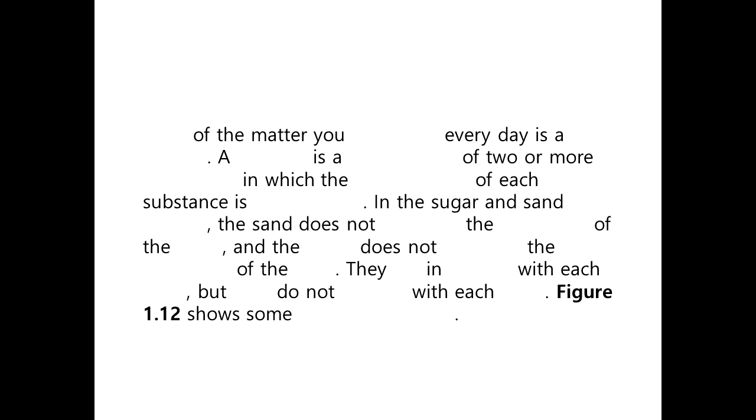Most of the matter you encounter every day is a mixture. A mixture is a combination of two or more substances in which the basic identity of each substance is not changed. In the sugar and sand mixture, the sand does not influence the properties of the sugar, and the sugar does not influence the properties of the sand. They are in contact with each other, but they do not interact with each other. Figure 1.12 shows some common mixtures.